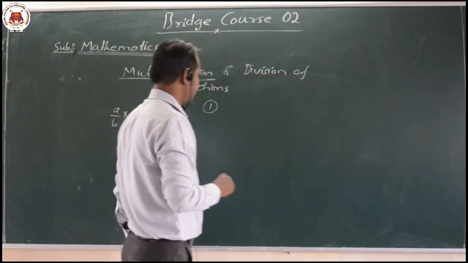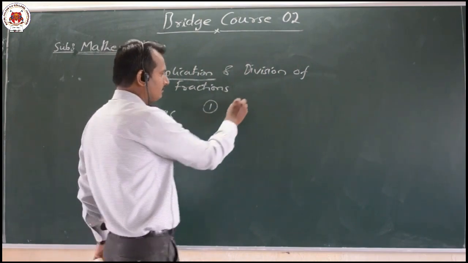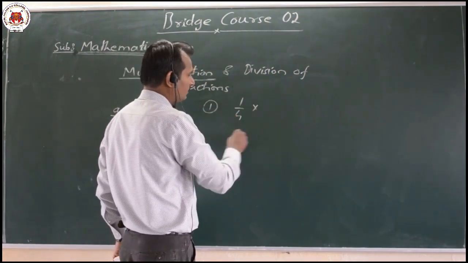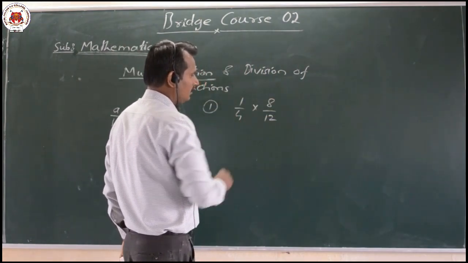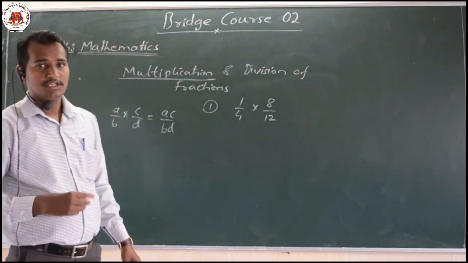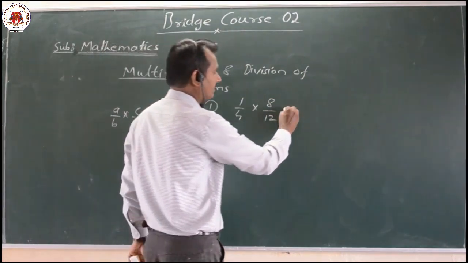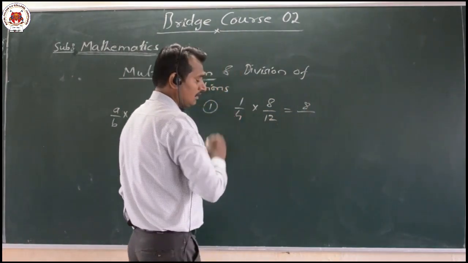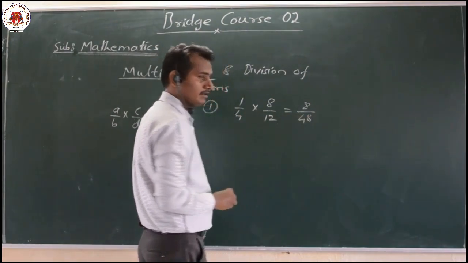The first example. Let us have an example, 1 by 4 into 8 by 12. How we have to solve it? Directly you can multiply it, that is 8 divided by 12 4s are 48. Like this you can do it.